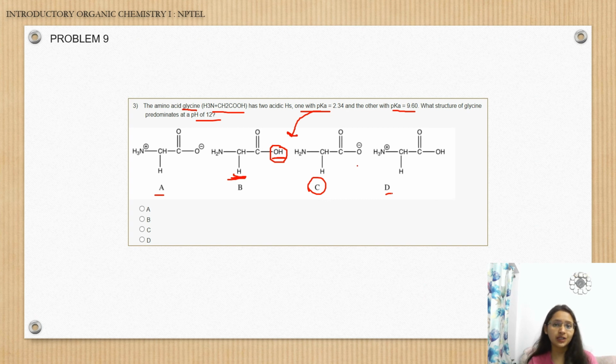So A and D are wrong, but when you are comparing B and C, B suggests that the COH proton is as it is, and the CH proton is as it is. It cannot be the case because the pKa for that COH is very low. So in the basic medium, it is the first proton which is abstractable. So here it will abstract a proton from that center. That is why C will be the correct option. So is it understood? Okay, if it is understood, then I'm going to problem number 10.